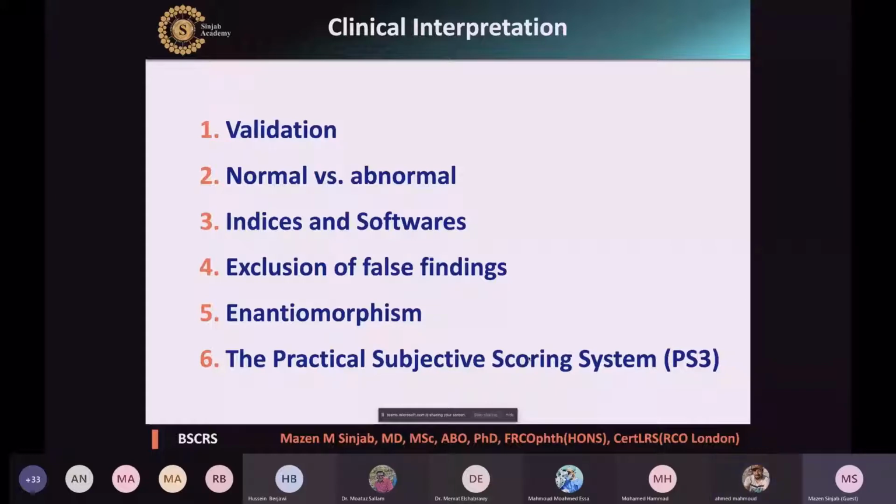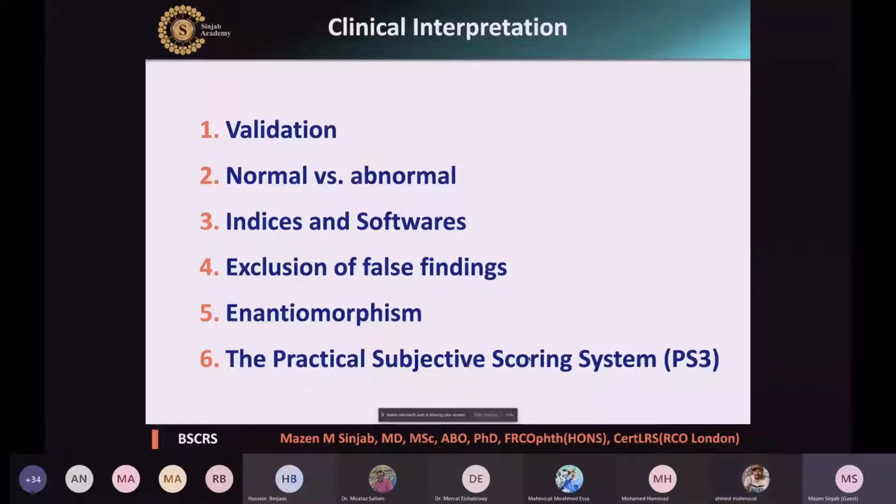So starting with the clinical interpretation, before you interpret any Pentacam picture, we have to go through 6 steps. The first step is validation. We have to be sure that the capture is correct and does not include factors of false findings. Then we have to know what is normal and what is abnormal based on evidence. Third, I'm going to talk very briefly about the indices and the software. Number 4, I'll show you how to exclude the sources of false findings, like false positives and false negatives. I'll highlight the importance of enantiomorphism. And finally, we will reach the practical subjective scoring system, which is the PS3.